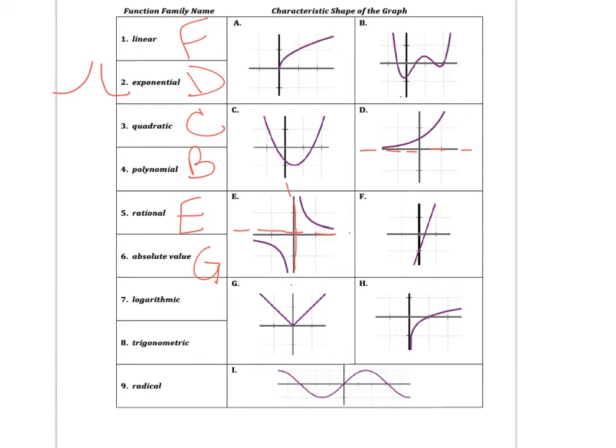A log is the inverse of an exponential. So instead of having a horizontal asymptote, it has a vertical one, and that would be graph H. Trigonometric is like sine or cosine, so that's I, and radical is the square root. Notice how it has an endpoint here at 0, 0, so that's A.